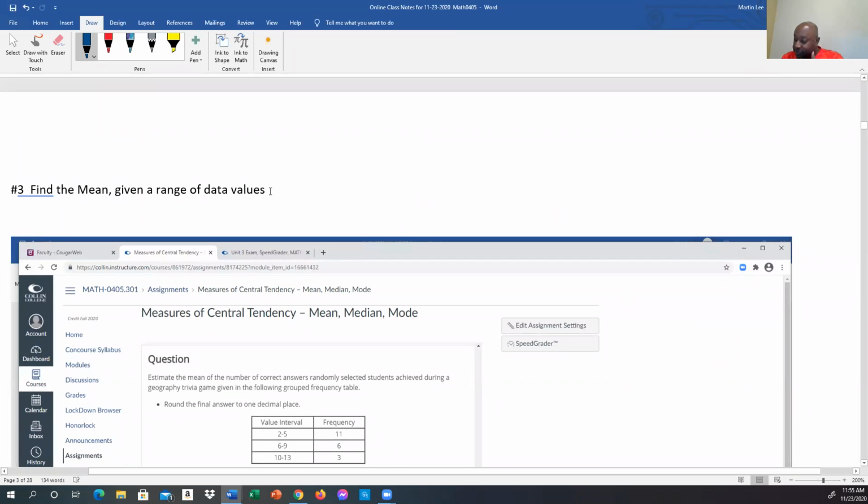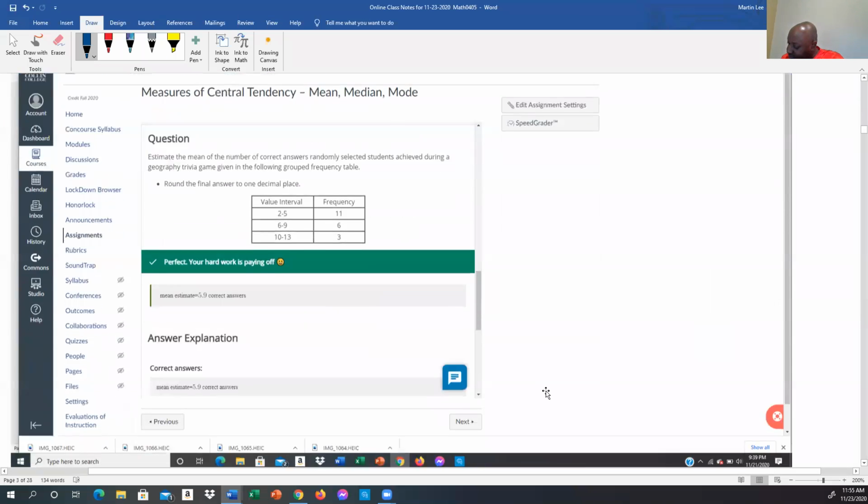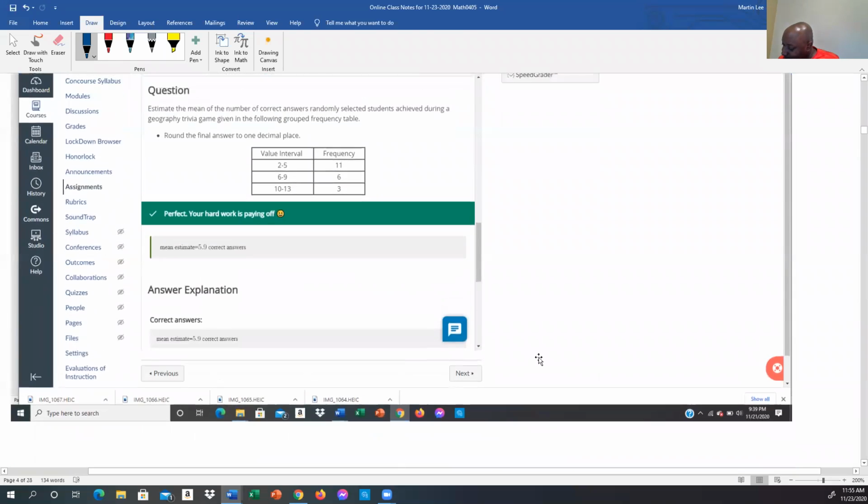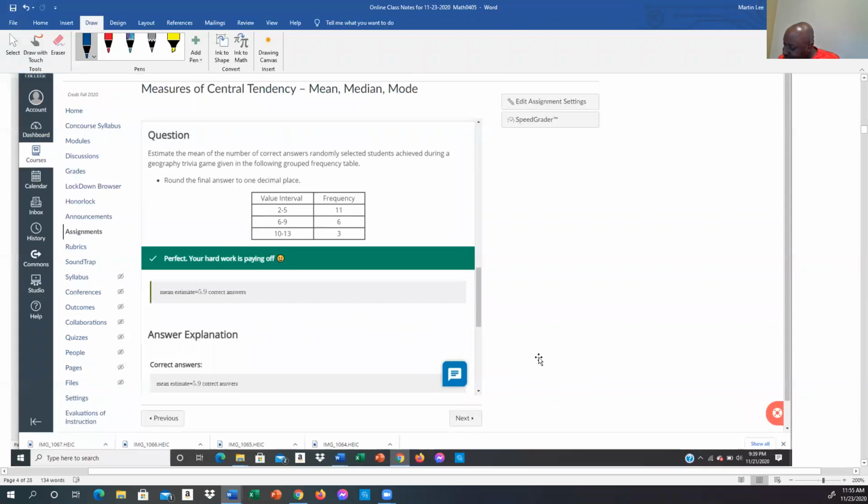All right, next, number 3, we want to find the mean given a range of data values. Well, this is similar to the last one, except for one thing. Here, you notice that the values, it's a range. So we have the ranges 2 to 5, 6 to 9, and then 10 to 13. So we need to find the average first.